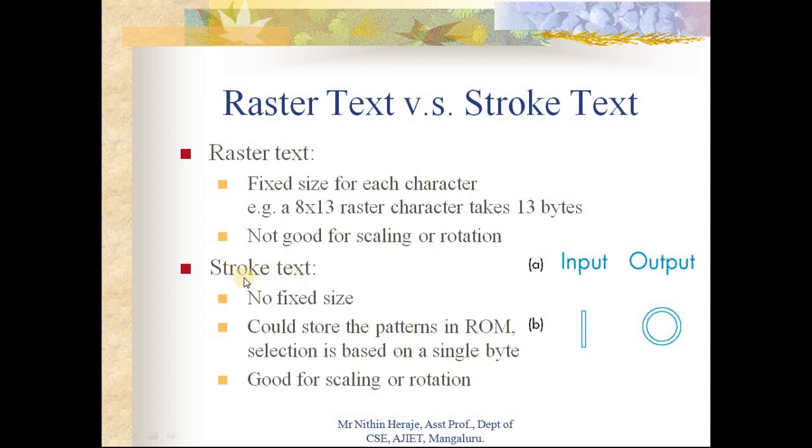Next we have stroke text. If you look at these two diagrams, this is an example of stroke text. Here it does not have any fixed size, and it can store the patterns in ROM. Selection is based on a single byte. So this is basically good for scaling or rotation. You can increase and decrease the size, and you can rotate these objects. So these go fine with scaling and rotation.